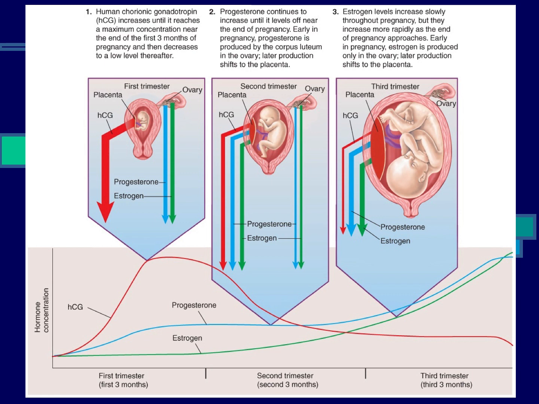Okay, so the three trimesters. In the first trimester, we get that human chorionic gonadotropin that maintains the corpus luteum. And this is the primary hormonal mechanism that maintains pregnancy. Okay, in the second and third trimesters, human chorionic gonadotropin decreases, and progesterone and estrogen still increase, but they're produced more often by the placenta. And so the placenta increases the production of those hormones to maintain development.